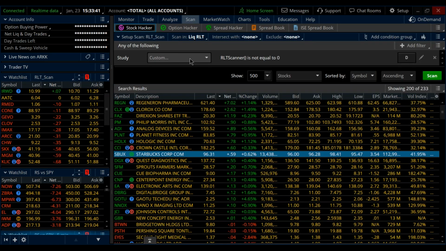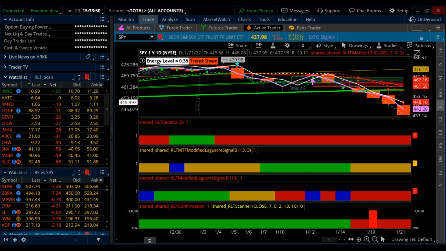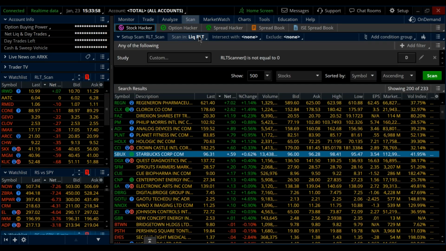Again, it's the scan tab right there, and you can see that they come up over here, but you don't really need that. You can just go to trade, and you can do your scan over here on this list. We have a watch list which we've selected. If we look at scan, we've selected liquid RLT. We're going to do RLT scan.